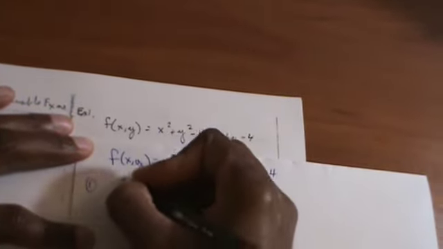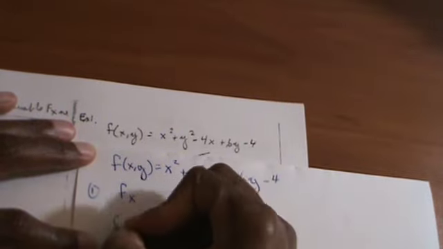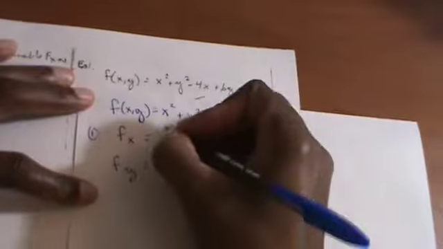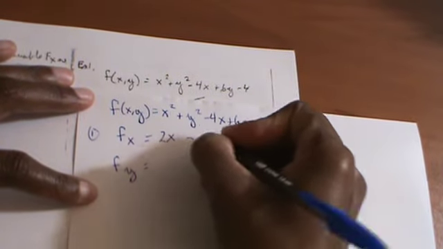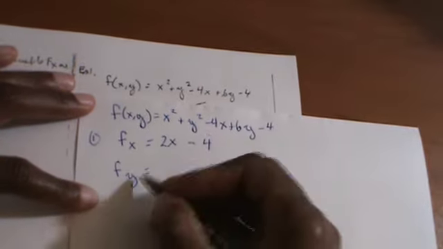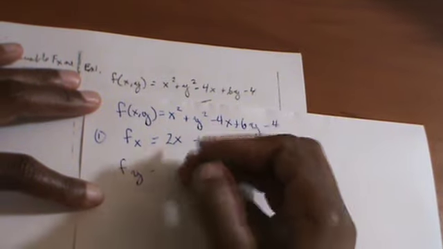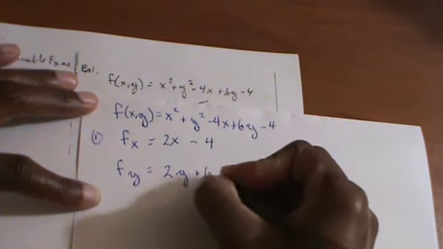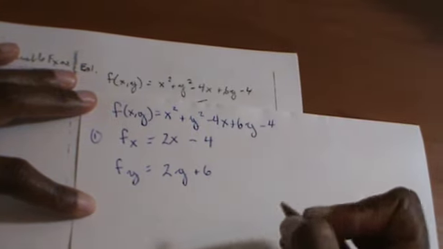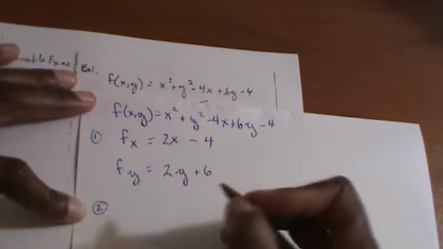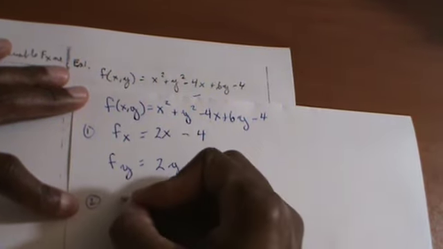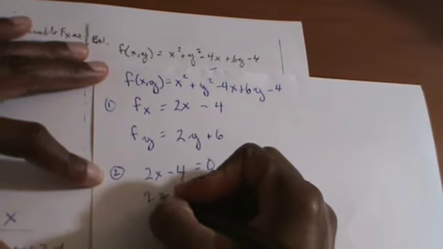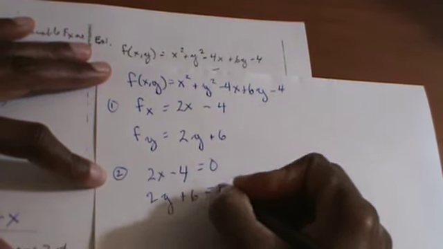So here's step 1, take your partial with respect to x and take your partial with respect to y. You need both derivatives. So f sub x is 2x minus 4, okay, f sub y, 0 plus 2y minus 0 plus 6, okay. So then step 2 is to set those derivatives equal to 0. So 2x minus 4 is equal to 0, and then 2y plus 6 is equal to 0.